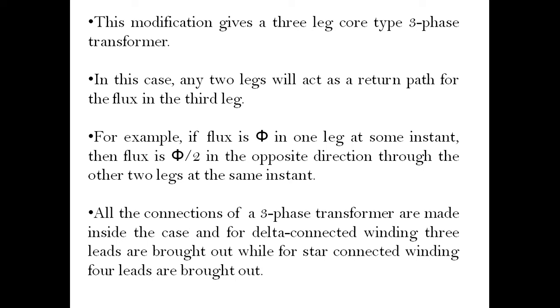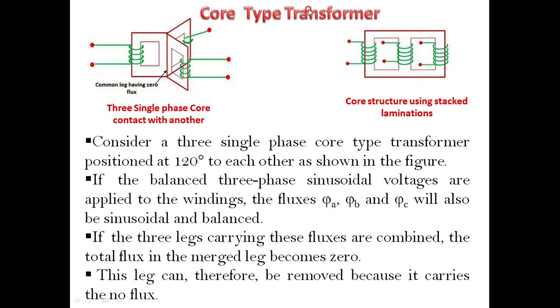All the connections of the three-phase transformers are made inside the case, and for delta connected winding, 3 leads are brought out, while for star connected winding, 4 leads are brought out. Means whenever there are star and delta connections, for a delta connection you are bringing out only 3 terminals. However, for a star connection you are bringing out 4, 1 for the neutral, 3 for the 3 different phases. This is the core type of the transformer.